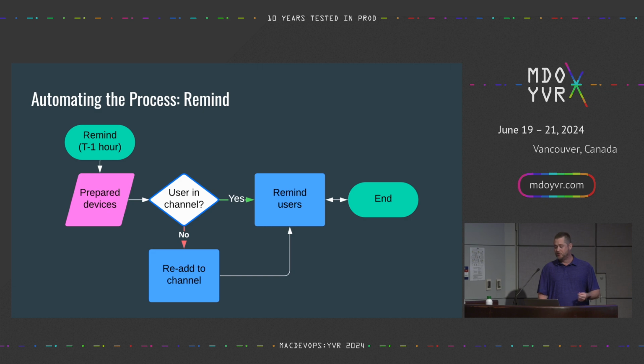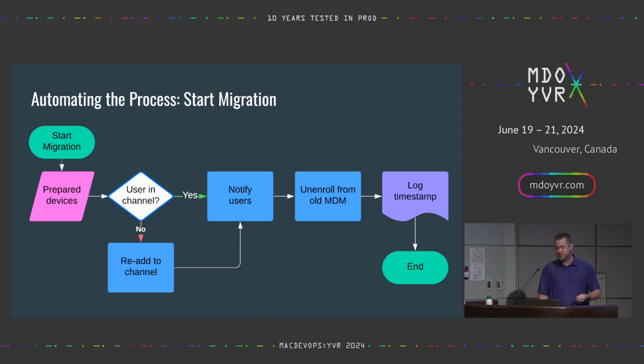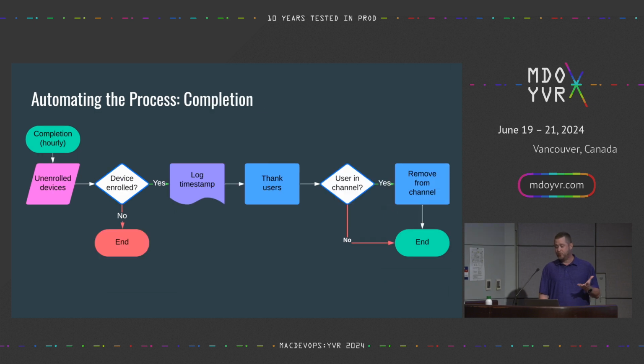We reminded users at T-minus 1 hour. It looked at that list of prepared devices, made sure they hadn't left the channel, put them back if they had, and reminded them. And then when we started the process, we had that list of prep devices for the day, made sure, again, the user hasn't left the channel, they're still there. We notified them. We sent the unenroll command via API to the old MDM, and we logged the timestamp we did that. And then completion ran hourly.